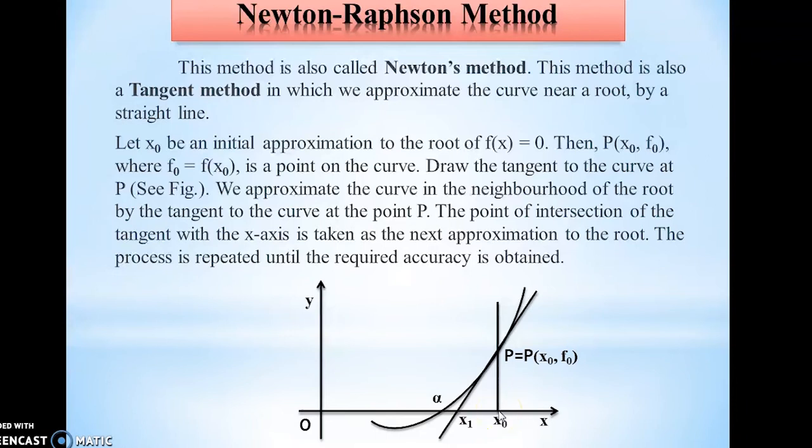Then P is (x0, f0), that is f0. You can call it f of x0, which is the point on the curve.